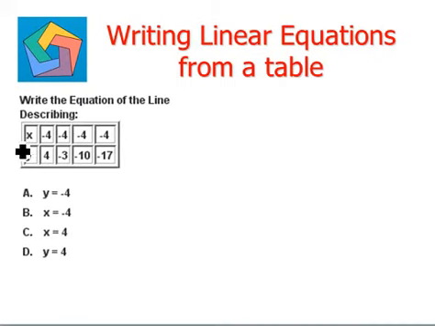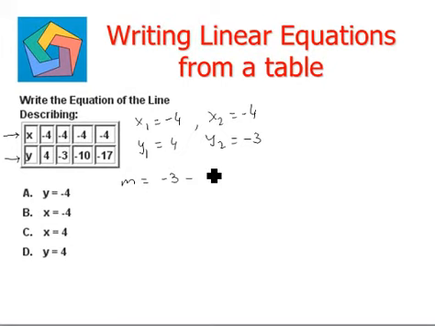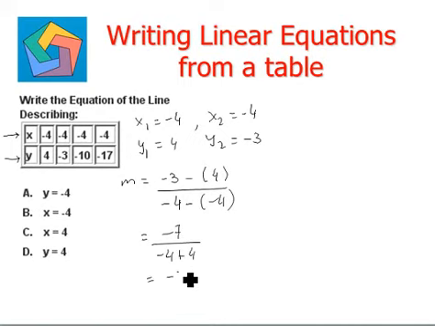Write the equation of the line describing. We are given the values of x, and then the values of y. So x1 equals negative 4, y1 equals 4, x2 equals negative 4, y2 equals negative 3. So now we'll find the slope first. m equals y2 minus y1 divided by x2 minus x1. Negative 3 minus 4 is negative 7, divided by negative 4 plus 4. We have negative 7 divided by 0.